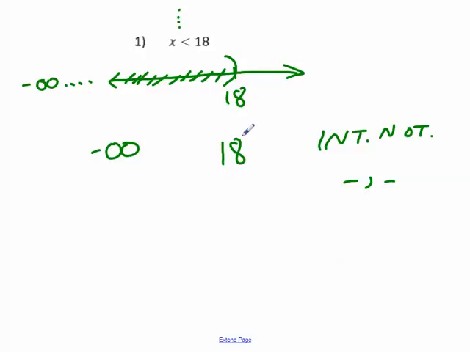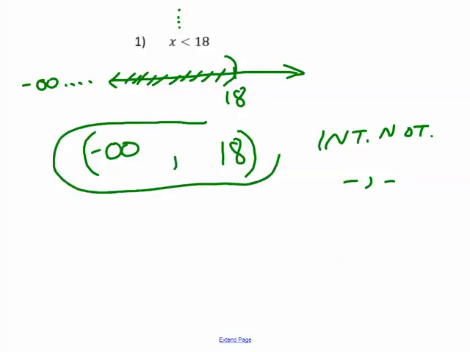Do we include 18 as a border? Nope, because X is less than 18, so we put a rounded bracket. We put a rounded bracket here on our number line as well. Our border over here is negative infinity. Does our solution include negative infinity? Well, Buzz Lightyear can get to negative infinity and beyond, but we can't, so we put a rounded bracket there. Then we just put a comma between them, and there's our interval notation. So our inequality, X is less than 18, leads to our interval notation of negative infinity to positive 18, not including 18, not including negative infinity, and we're done.